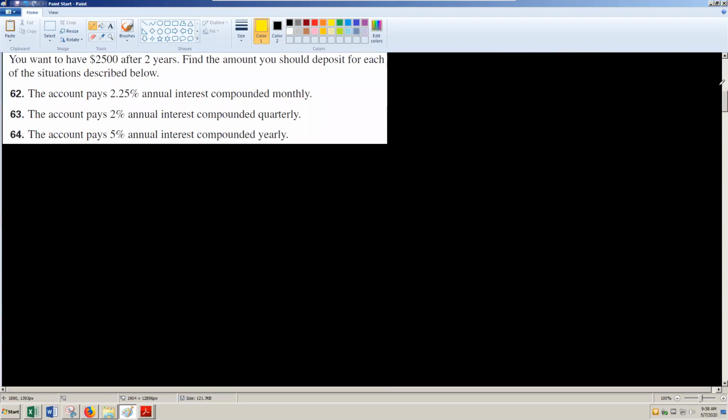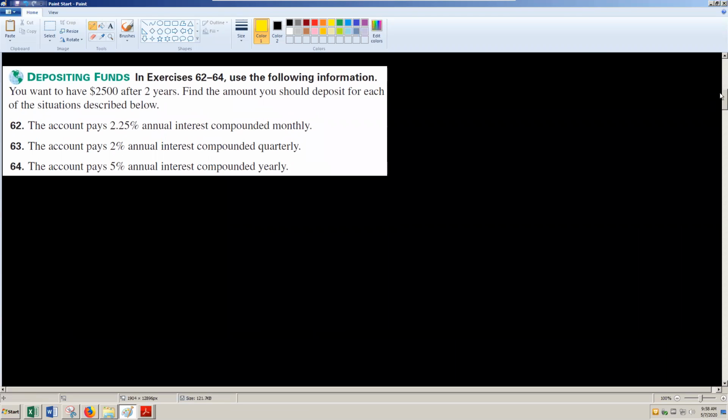These are very good problems here. I like this little chunk. Start with the given information. We want to have 2,500 after 2 years. So we want to find the amount that we should be depositing for each of the given situations.